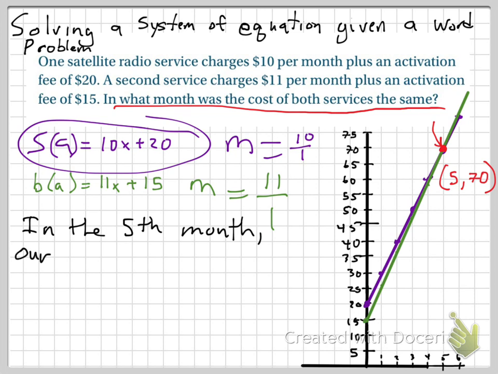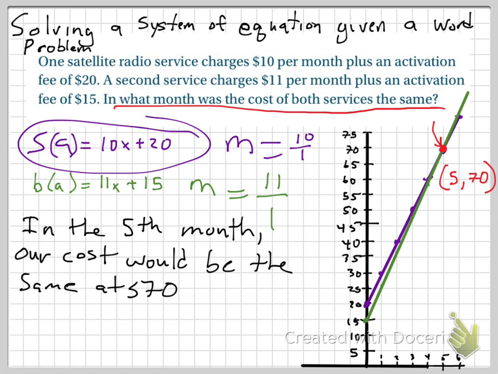Our cost would be the same at $70. And that's it. So once again, diagnosing the equations, setting up the actual graph, and then graphing them to see where they intersect.